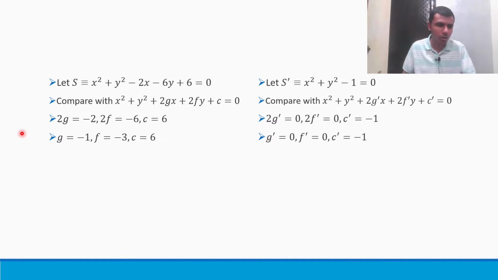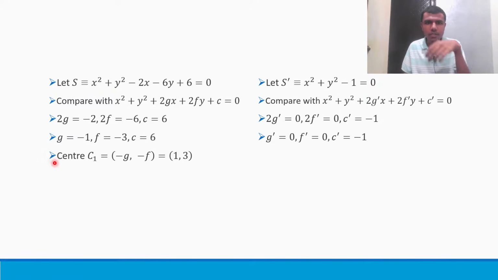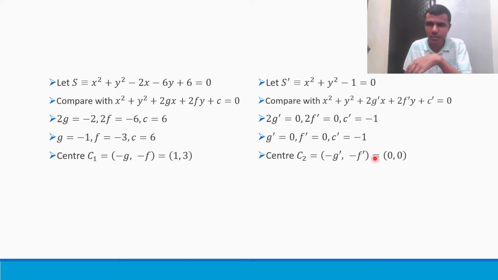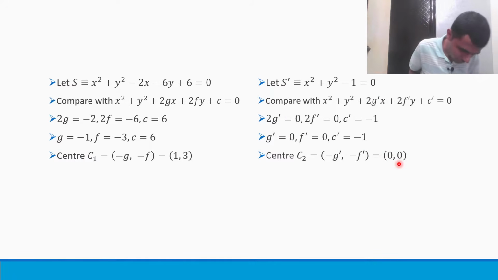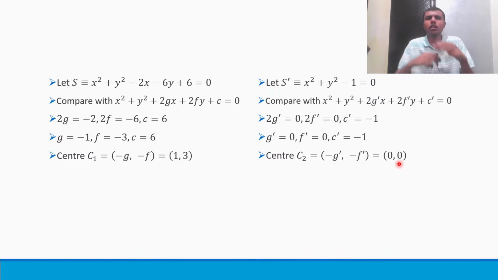So center C1 is nothing but minus g comma minus f. This kind of formula you can remember. So minus of minus 1 is plus 1 and minus of minus 3 is plus 3. F is minus 3, so minus f will be plus 3. Here center C2 is minus g dash, minus f dash, which is minus 0 comma minus 0, that is 0 comma 0. Now center is done.